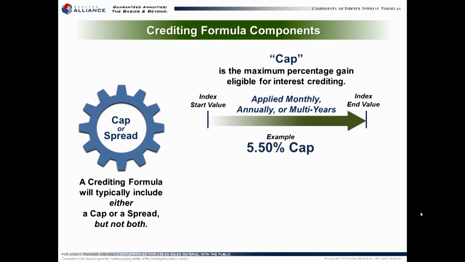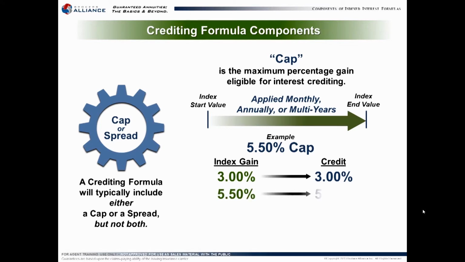But let's keep it simple. Let's just say we have a 5.5% cap. Well, the cap is simply the maximum that can be credited. So if our index gains 3% as an example, and we have a 5.5% cap, then the client's account value is going to be credited with that full 3%. Again, I'm assuming a 100% participation rate here.